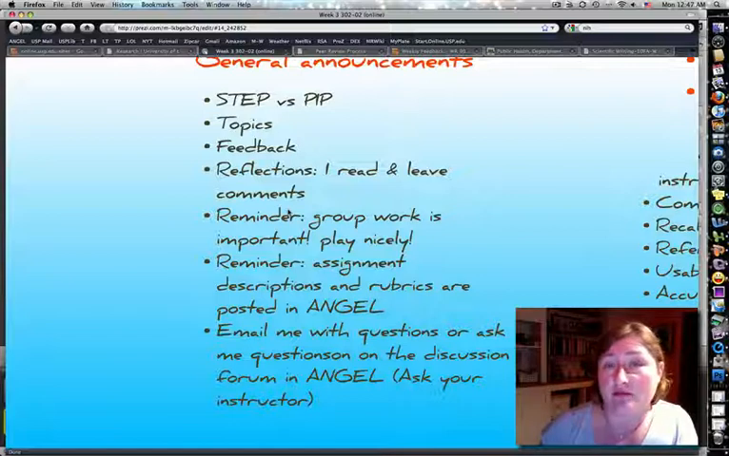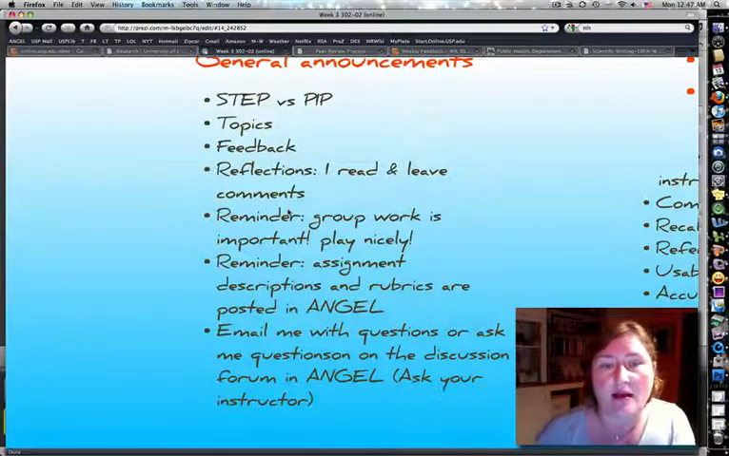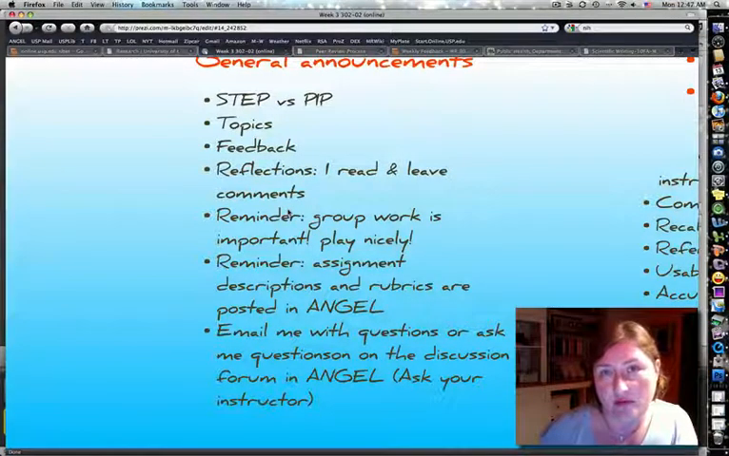A reminder, group work is very important in this class, so play nicely. Also, in case you forgot, all the assignment descriptions and rubrics are posted in Angel in a separate folder. So please check them out before you start writing. Yeah, that's probably a good idea. And don't forget to email me with questions or just post in Angel in the discussion forum entitled Ask Your Instructor.